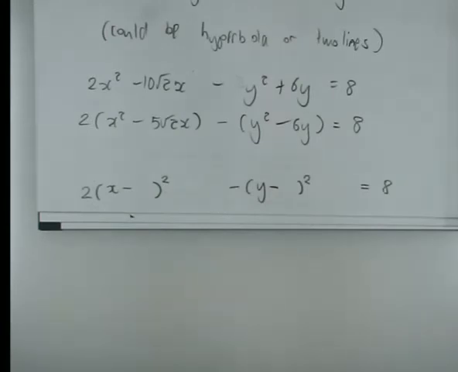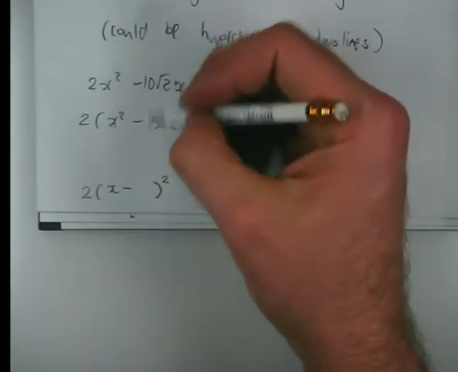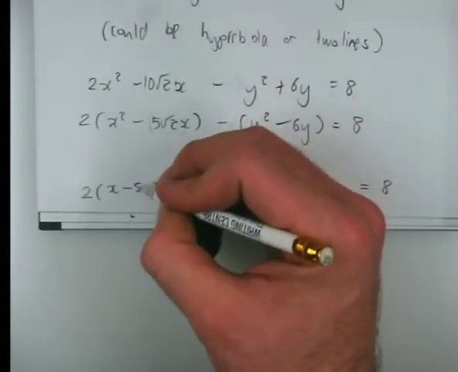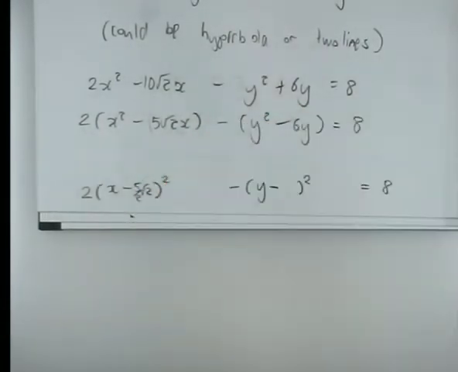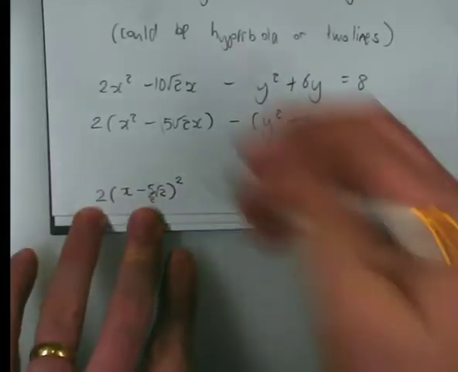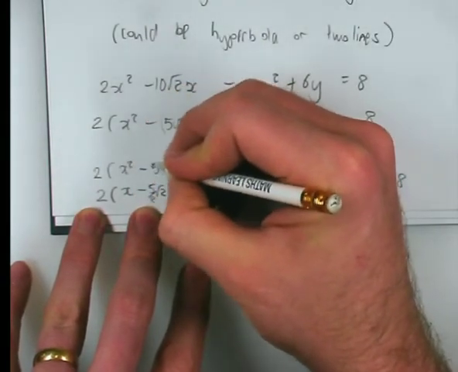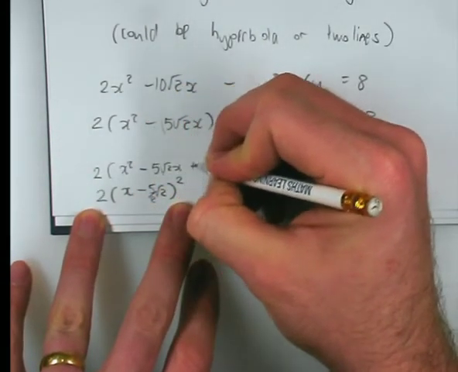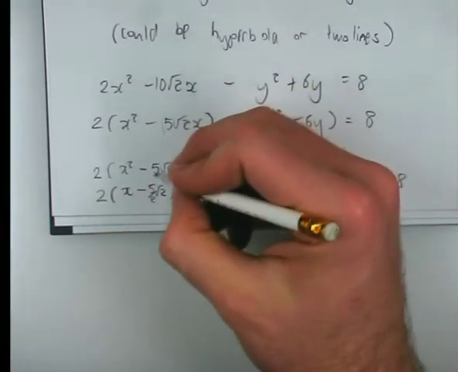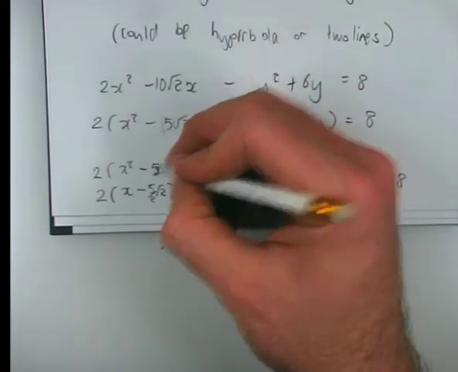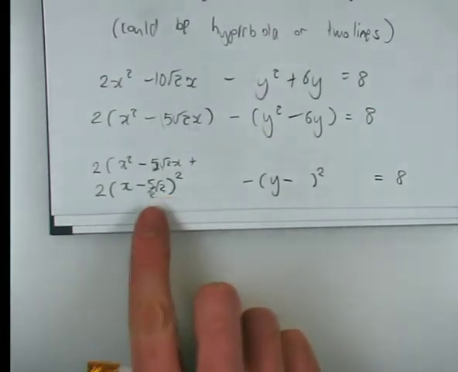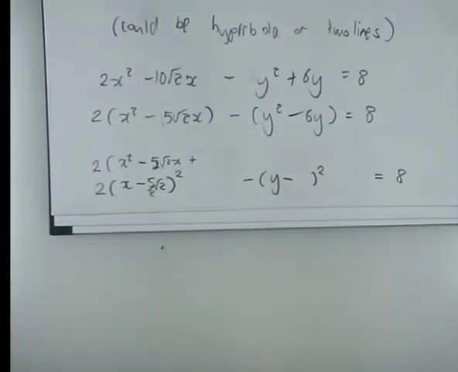Okay, so the 5 root 2, that number that's next to the x, will have to be divided by 2, and so I'll get 5 on 2 root 2, that's my number. And then I'm going to, working backwards, expand this out. So if I expand this out, going upwards, it'll be x squared minus 5 root 2x plus the square of 5 on 2 root 2, times 2. So it'll be this squared plus this squared minus this times 2.